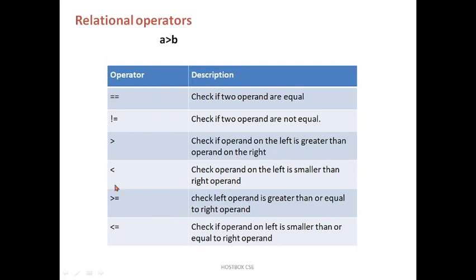So it's very simple and easy. Let's assume that a value is 10 and b value is 20. How can you check whether a is greater than b or not? If yes, it will print a is big. If not, it will print b is big when you write the program. So we can write a greater than b, or a is not equal to b, or a less than b, or whatever you want to use.